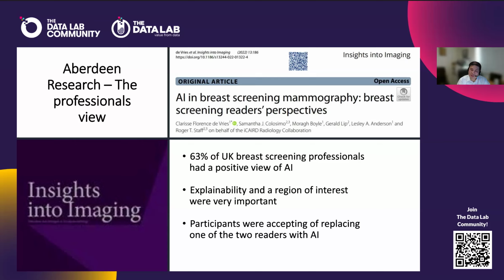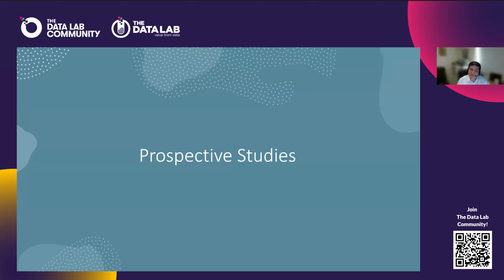And the important part of that was that they wanted explainability. They needed a black box, a source region of interest, a bounding box to show us where. And most participants were accepting that, said, well, we'll take one reader away, we'll make it a bit more efficient, and we can still have AI with us.